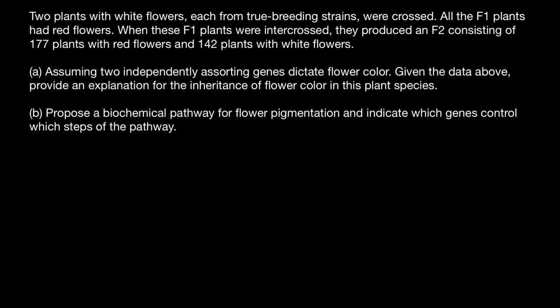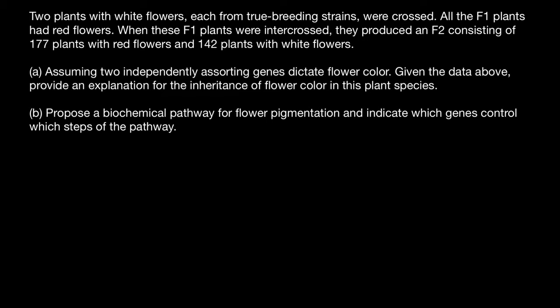A: Assuming that two independently assorting genes dictate flower color, given the data above, provide an explanation for the inheritance of flower color in this plant species. And B: propose a biochemical pathway for flower pigmentation and indicate which genes control which steps of the pathway.